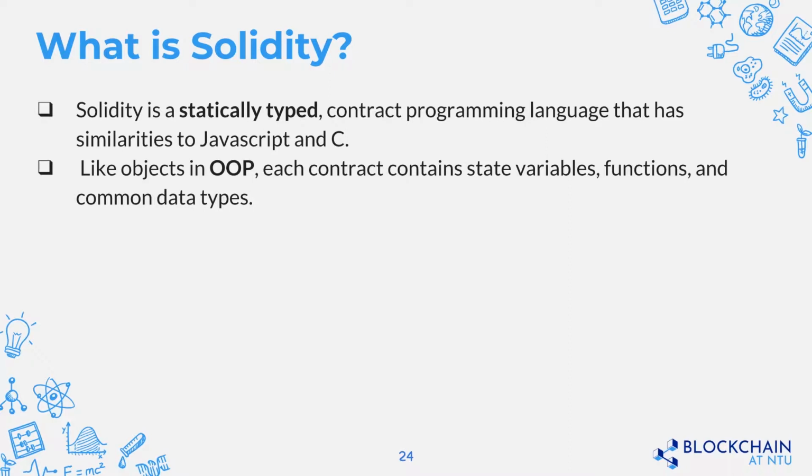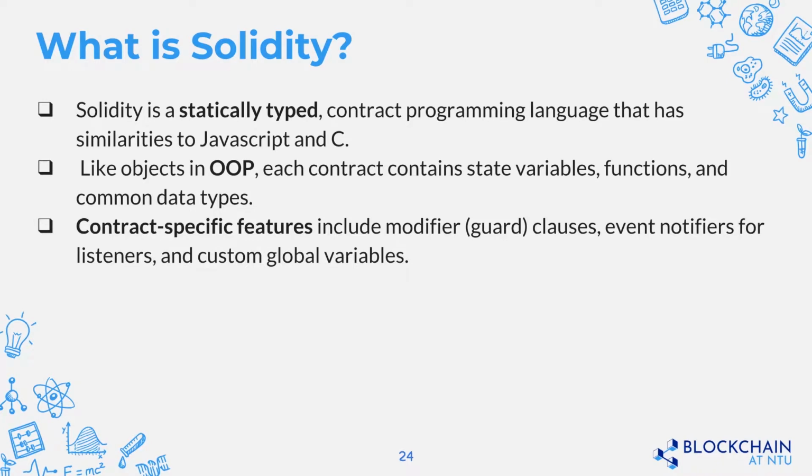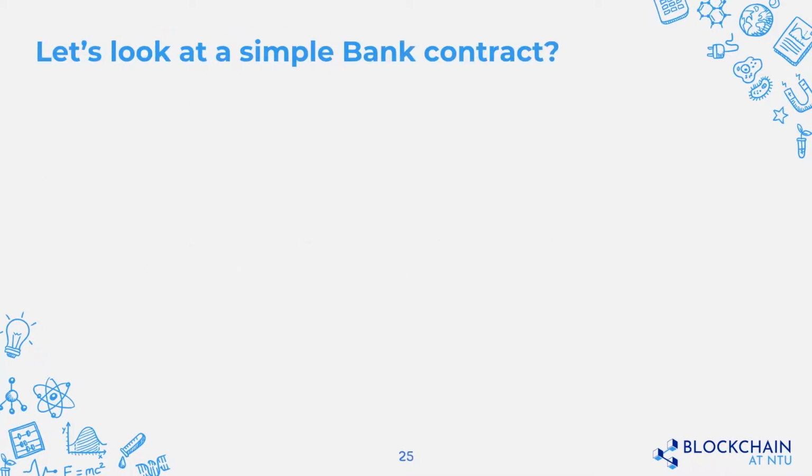Like objects in OOP, object-oriented programming, each contract contains state variables, functions, and common data types. So Solidity is basically like contract-oriented programming. And contract-specific features include modifiers, events, and custom global variables. Okay, but we won't be going through the third point for today.